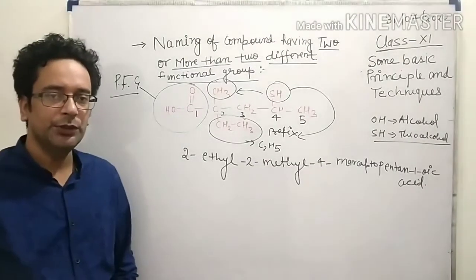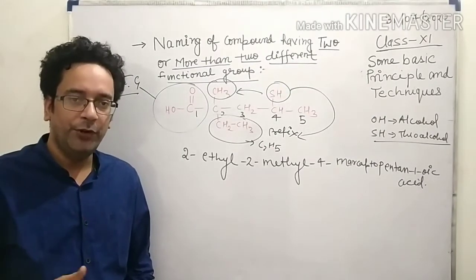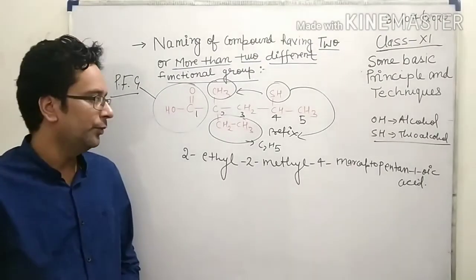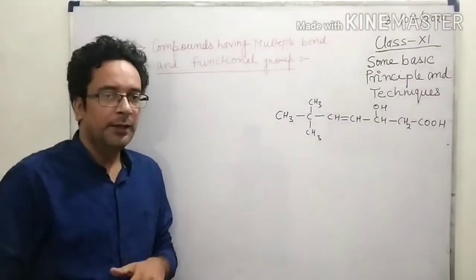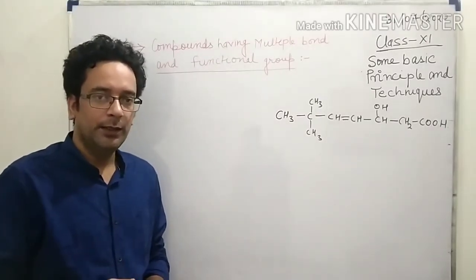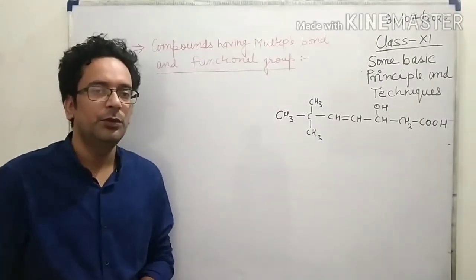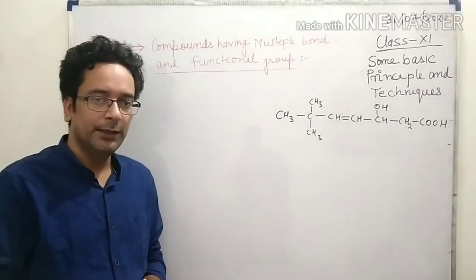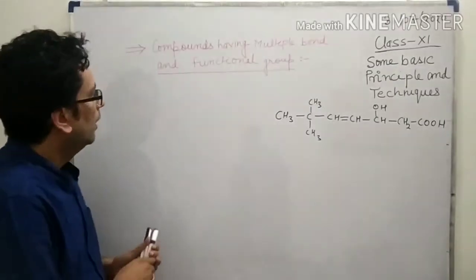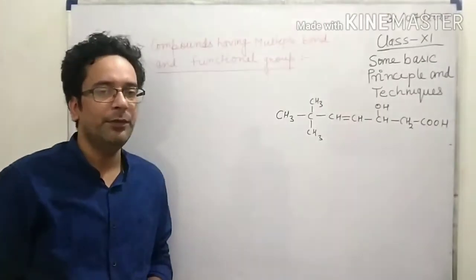Okay, now next I am going to discuss how to write the name of an organic compound having a functional group and multiple bond. Okay, so first you take a screenshot of this. So the next part is naming of an organic compound having a functional group, different functional groups and multiple bonds. All of you know very well, multiple bond means either a double bond or triple bond, simply alkene or alkyne. Okay, so look here, compounds having multiple bond and functional group. So how to write the name of this type of compound?